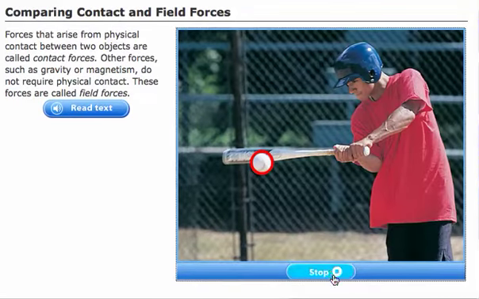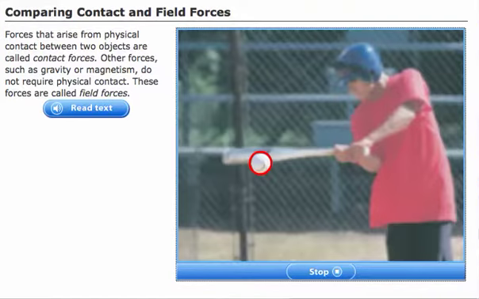Contact forces can arise only from the physical contact of two objects. Other forces, called field forces, do not require physical contact between objects. One example of this kind of force is gravity. The Earth exerts a force on the ball, even when they are not in immediate physical contact.